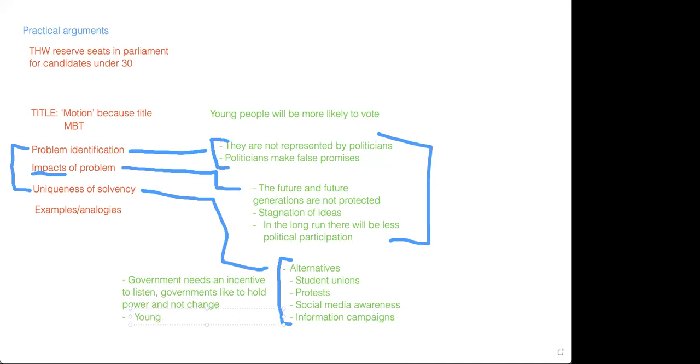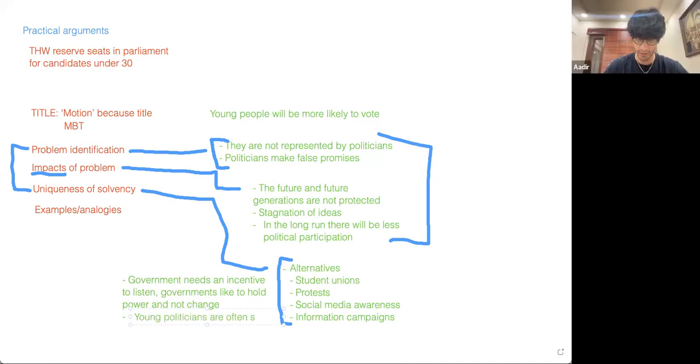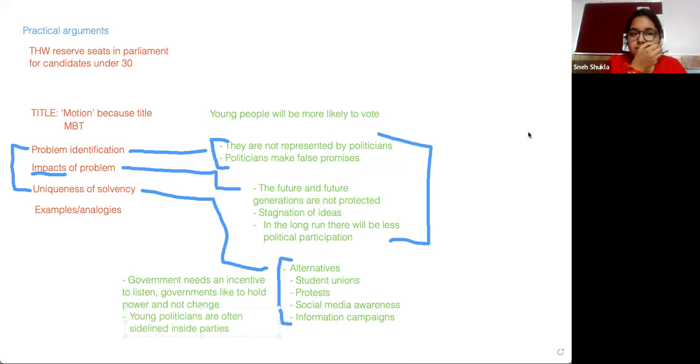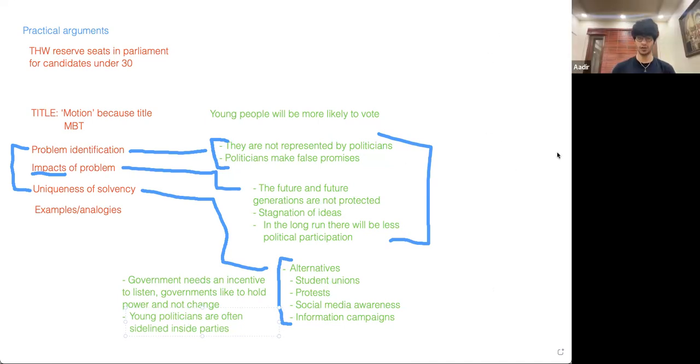I have one point. Politicians are often sidelined inside parties. How many politicians do you know who are under 30? Right, that's a fair point. Probably to drive that very idea, something that I had in mind was, let's just analyze the current situation. Wait, Sneha, Amrita had her hand up, so we'll go to Amrita first.